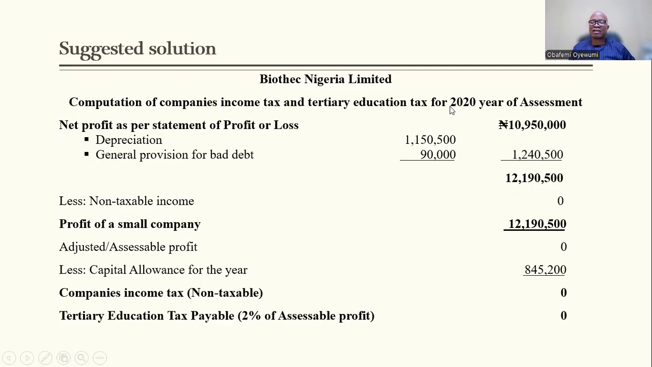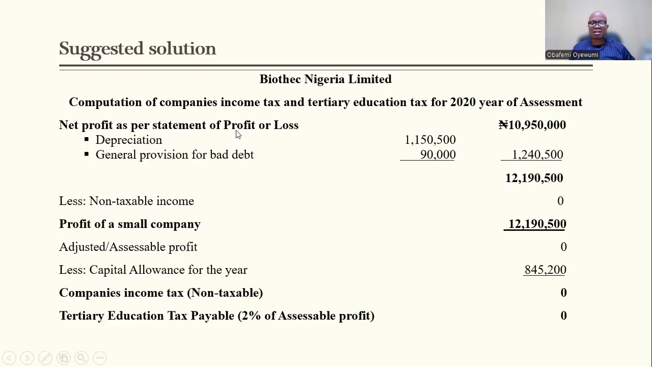Okay, this is very, very important. You must know the year of assessment, whether it is given or deduced. Once you know the accounting year, then you should be able to know the period, the year of assessment. Otherwise, if you don't know the year of assessment, then you are giving a wrong computation that will not be compromised. All right, so let's look at the solution.